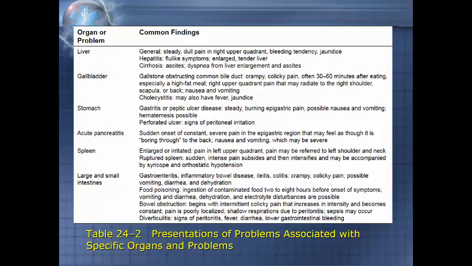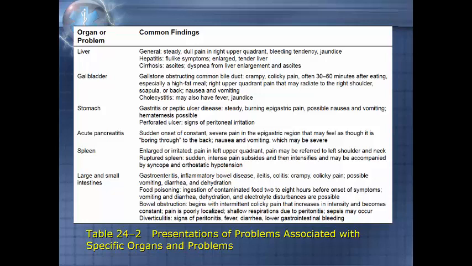With your stomach, gastritis or peptic ulcer disease, you have a steady burning epigastric pain. You may have nausea and vomiting. You may have vomiting up of blood, hematemesis. And if you have a perforated ulcer, you'll show signs of peritoneal irritation as well from the gastric juices leaking out into the peritoneum.